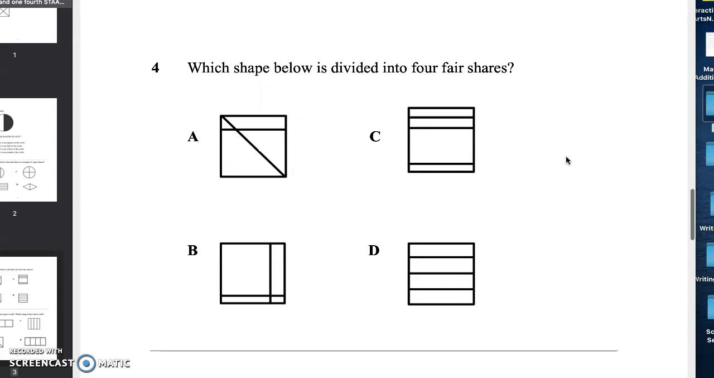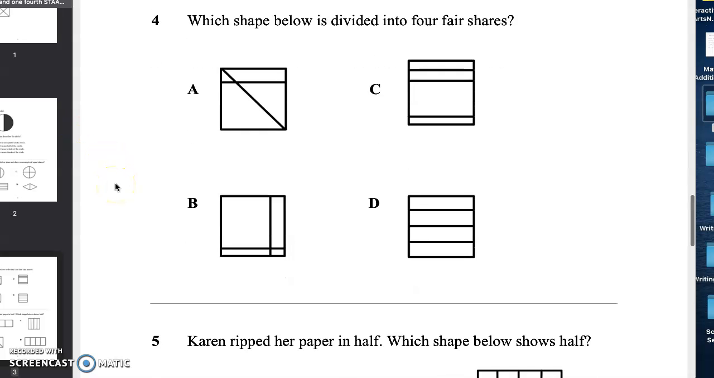Alrighty. Question number 4. Which shape below is divided into 4 fair shares? Look at the illustrations here. Okay.